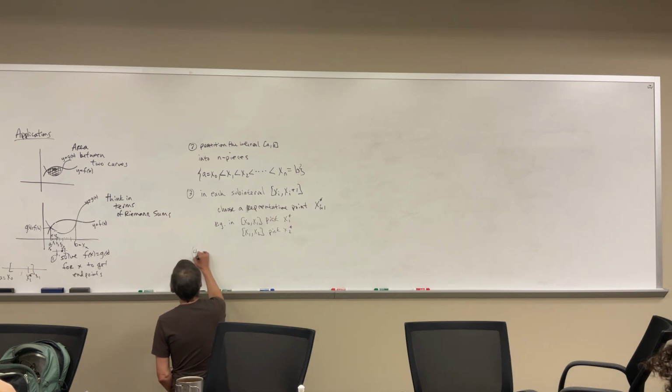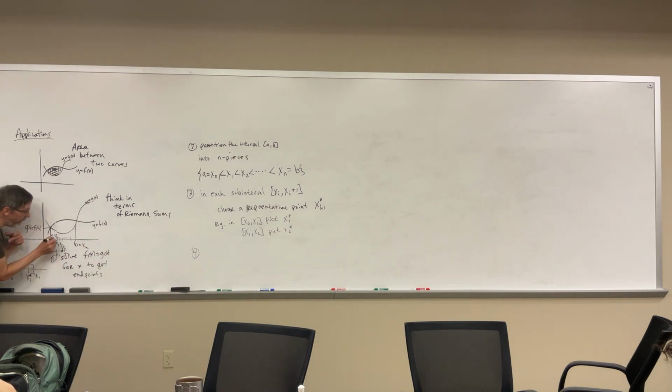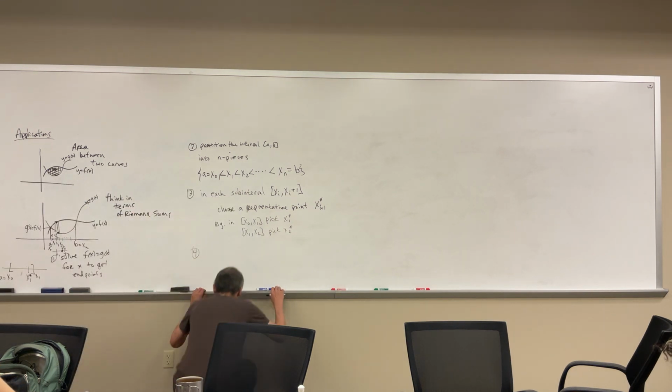So step 4 is using these new representatives. I'm going to go up to the curve and figure out what the y-coordinate is there and there. I'm going to use that as the height of my rectangle, and I'm going to make my rectangle base equal to the subinterval width. Let me show you what I mean with another picture.